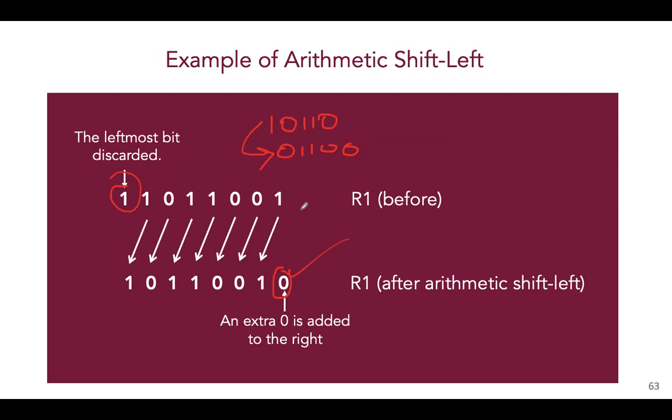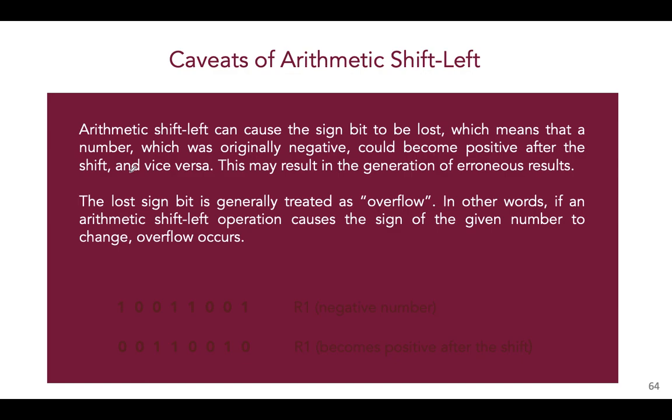But in arithmetic shift left, because it works exactly like logic shift left, the leftmost bit is discarded. And that means the sign can change. And the changing of the sign is known as overflow. If after performing arithmetic shift left a positive number becomes a negative number or a negative number becomes a positive number, then we say that overflow has happened.